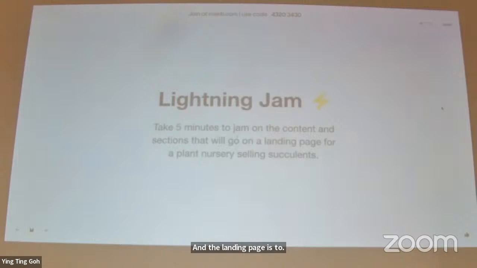Okay, I want you to take 5 minutes. If you're very visual, you can doodle what it could look like. If you are more of an ideas and thoughts person, you can write it down. But think of the content and the sections that you would have on this landing page to make sure that this landing page converts. What's the conversion action? Order succulents. Okay, place an order for succulents.